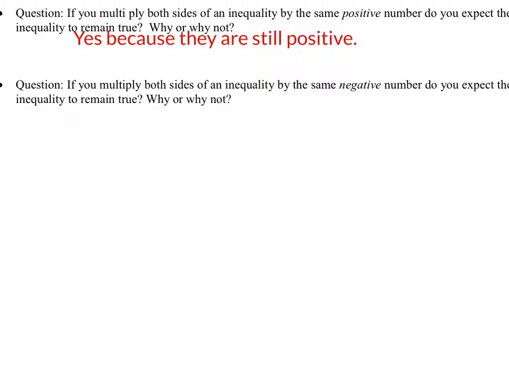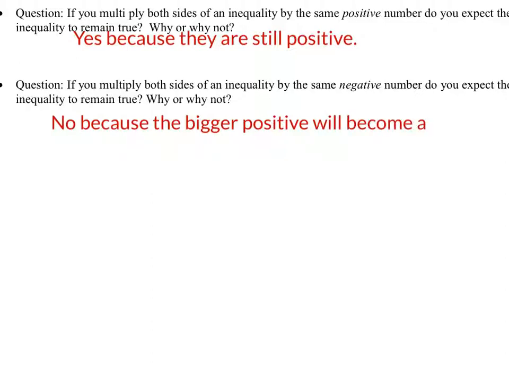Well, what about this next part right here? If you multiply both sides of an inequality by the same negative number, do you expect the inequality to remain true? No, the answer to that one would be no. No, because the bigger positive will become a bigger negative. Bam. There it is. So again, that means that you have to flip the inequality if we multiply both sides of the inequality by the same negative, or divide.